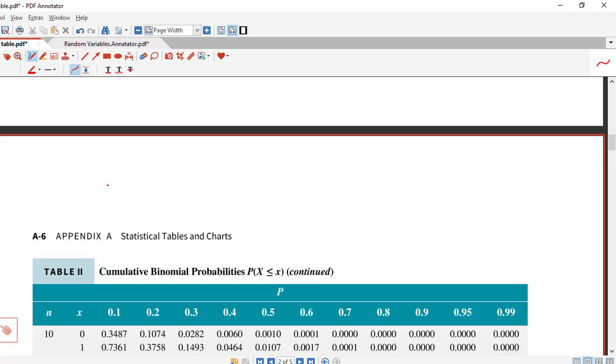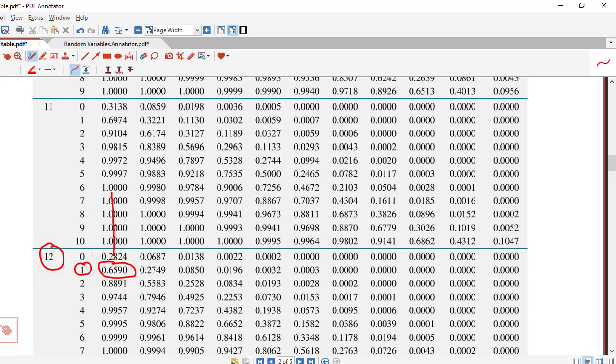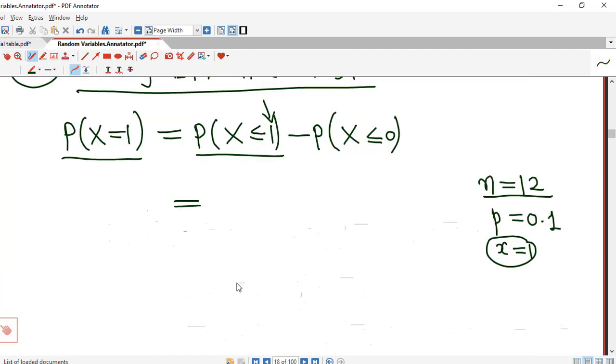You can check here, the first column corresponds to p equal to 0.1. So under p equal to 0.1, and in this row x equal to 1, n is 12, the value of probability that x is less than or equal to 1 is 0.6590. So we write that here. Now we check for n equal to 12, p equal to 0.1.